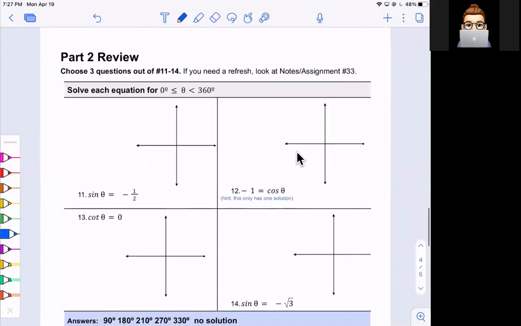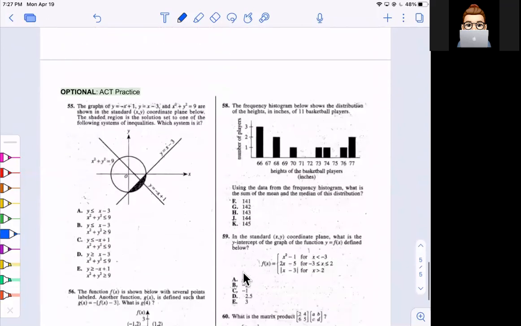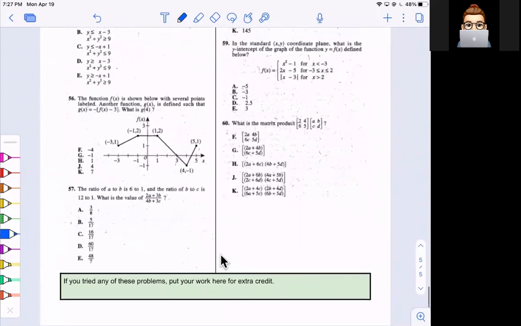Right? Finally, you have 4 more questions for review, similar to assignment 33. Go ahead and go back and check those. You have your answers here. You have some optional ACT practice if you'd like. You can check those out and get some extra credit.